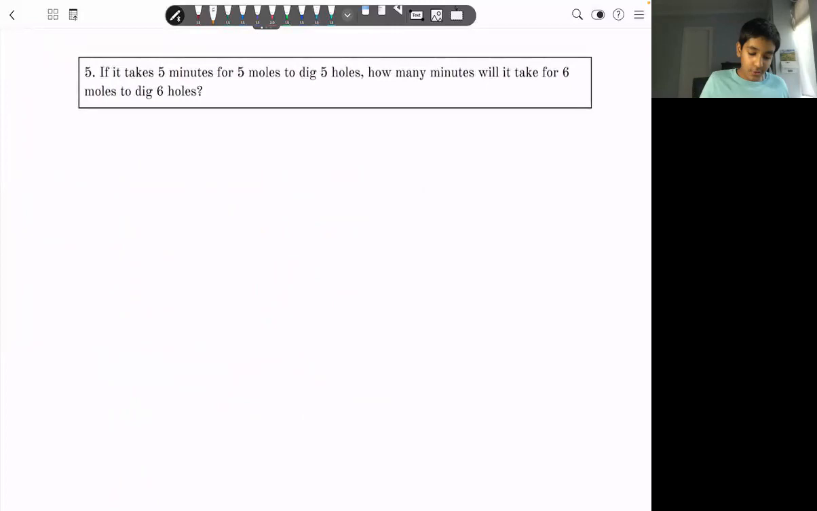Okay, so try solving this on your own. If it takes 5 minutes for 5 moles to dig 5 holes, how many minutes will it take 6 moles to dig 6 holes? So does anybody know what the answer is to this problem? 6 minutes.